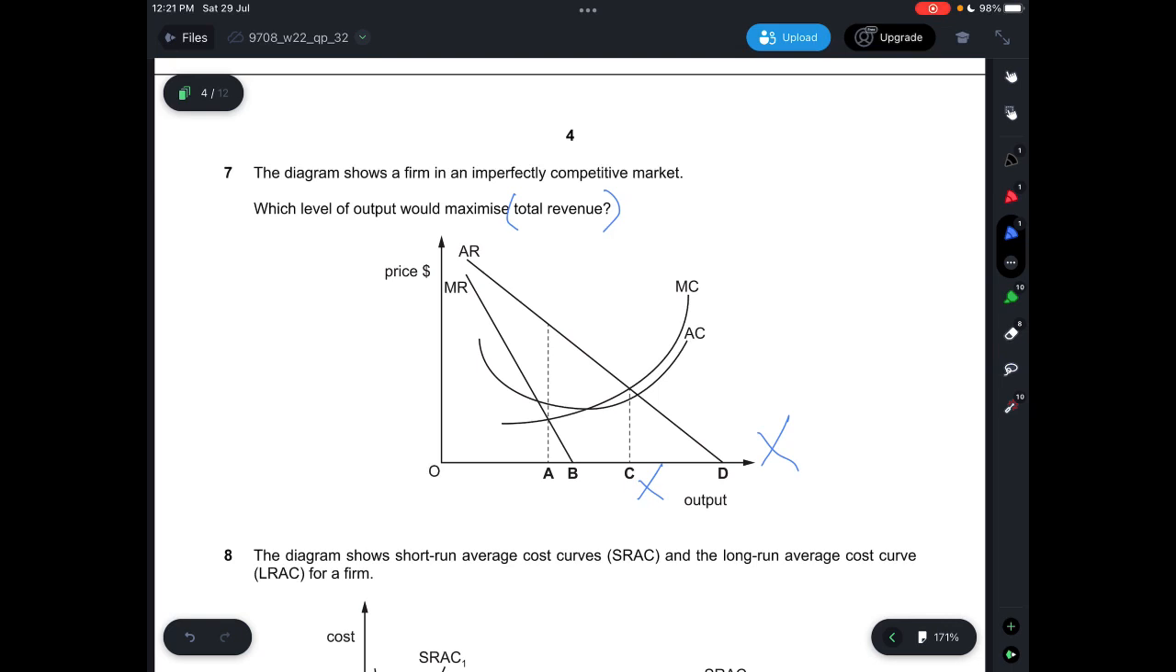And then point A and point B. Point A is where your MC touches your MR curve. When your MC touches the MR curve, this is profit maximization. But here we're talking about revenue. Profit is when your revenue is subtracted by costs, and in this case revenue is just enough to sustain the cost that you have for operating in this particular market. So A is also incorrect because of that. So the answer is B.